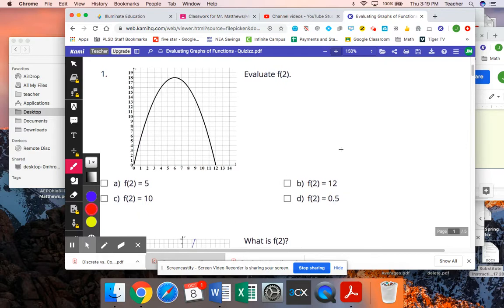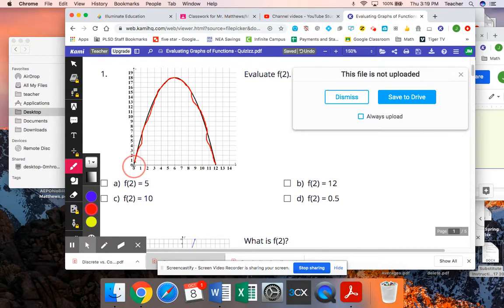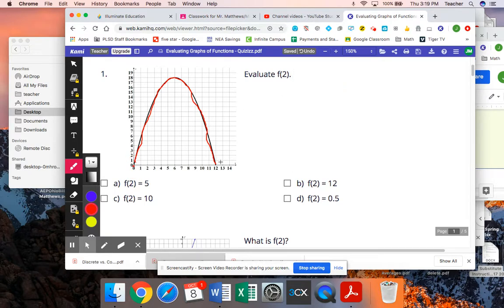All right, this is asking me to evaluate f of 2, right? So I'm trying to find out what f of 2 is. The function itself is this thing right here. If you follow this, this is called a parabola. We'll deal with those soon. It goes up like that. That's the function. It starts here and it ends here.